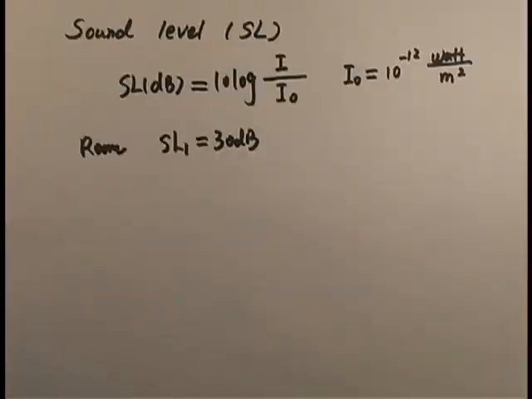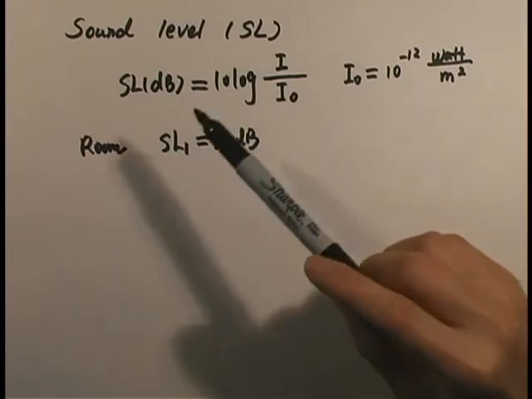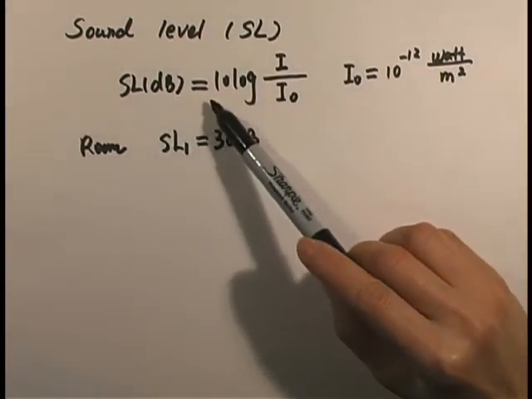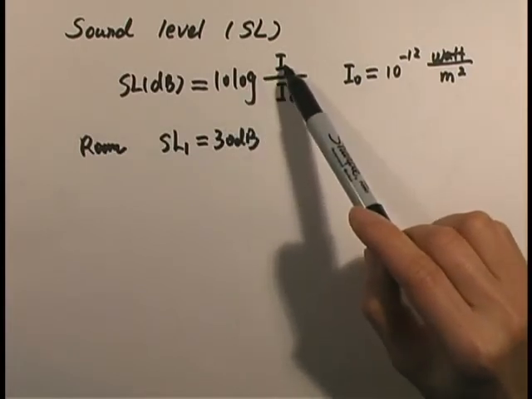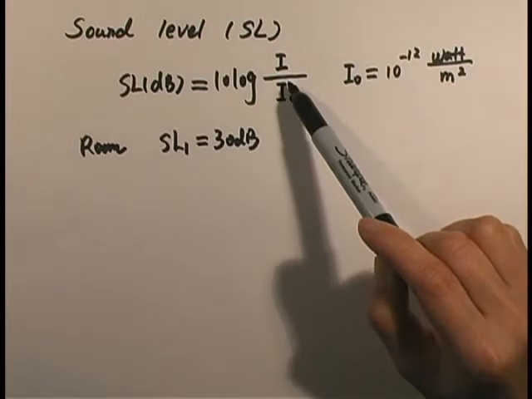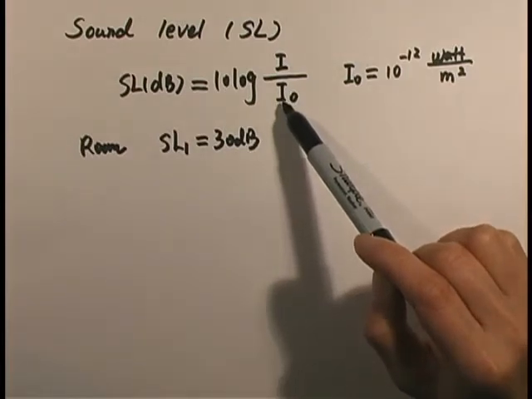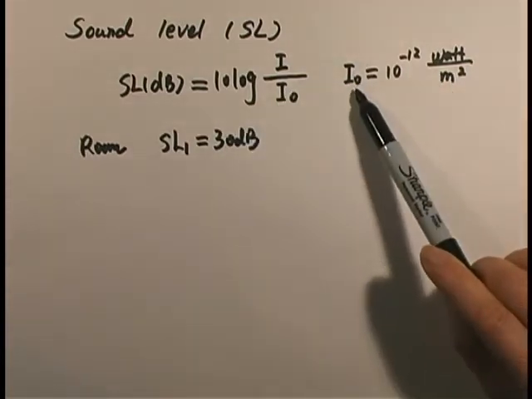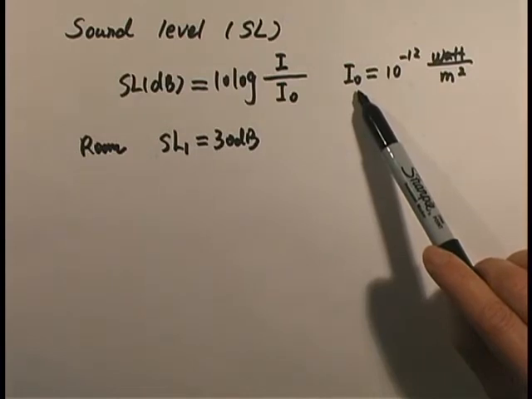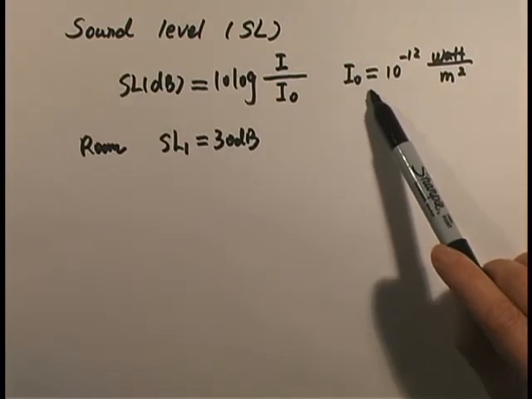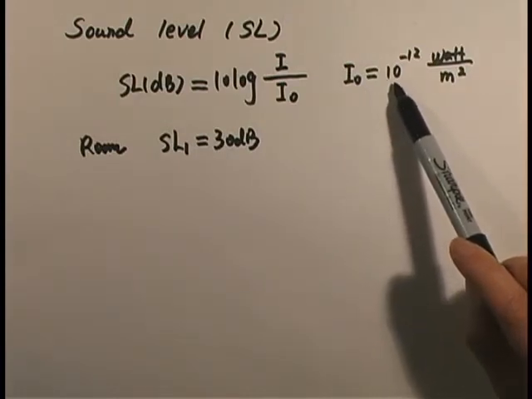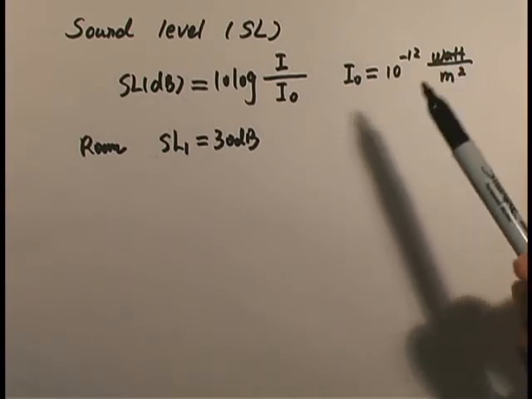Let's look at a sound level problem. Sound level, defined as SL in decibels, equals 10 log of the intensity at that particular location due to the sound waves, divided by the reference intensity I0. The reference intensity I0 is the threshold of the human ear's hearing. That is an intensity of 10 to the negative 12 watt per meter squared.